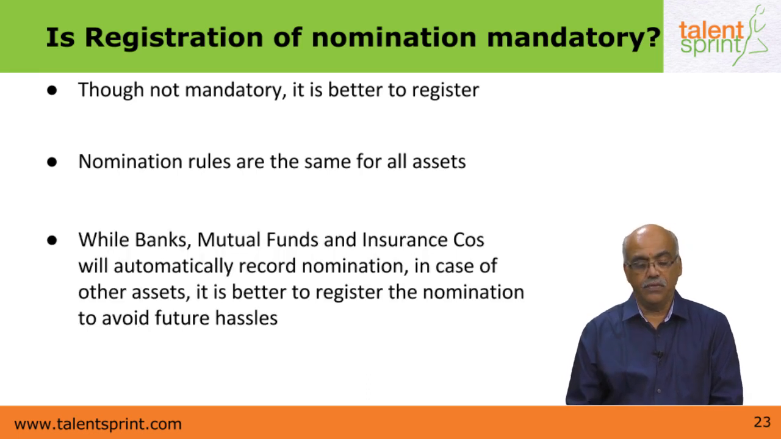While banks, mutual funds, and insurance companies will automatically record nomination, in case of other assets, it's better to register the nomination to avoid future hazards. So banks and mutual funds and insurance companies automatically record the nomination details in their books of accounts. But in the case of a housing property or a car or gold jewelry, it is better to register with the sub-registrar so that future hazards can be avoided.